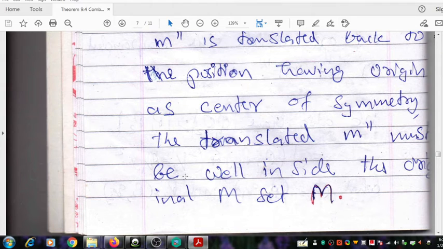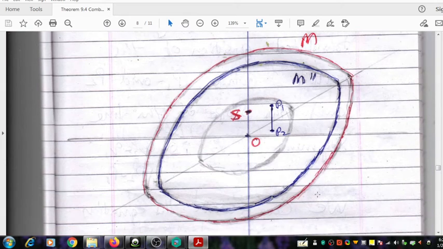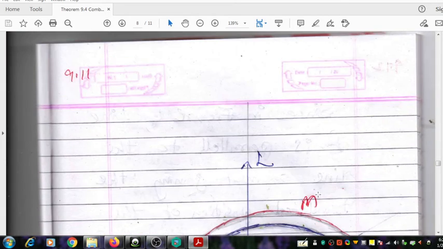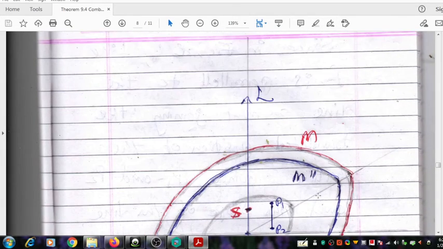But if the value of epsilon is chosen much bigger, what happens? The translated M double prime will cross the boundaries of M, and it will become bigger than M. So that situation should be avoided while choosing a value for epsilon. Okay. Then, coming to the end of the proof, this is the last part of the proof.